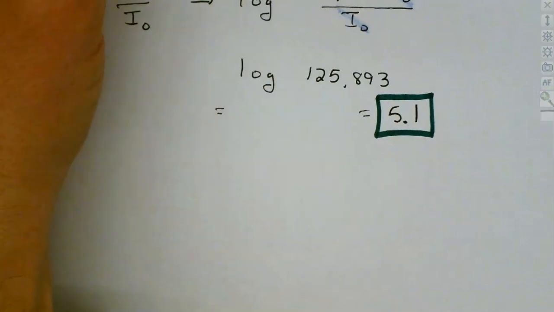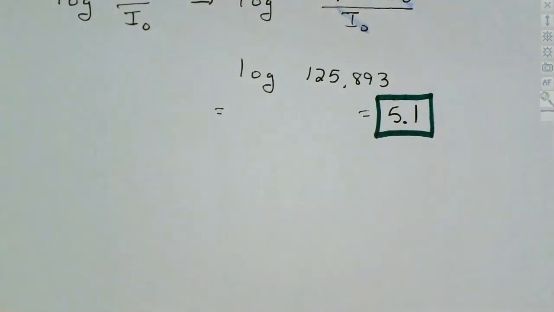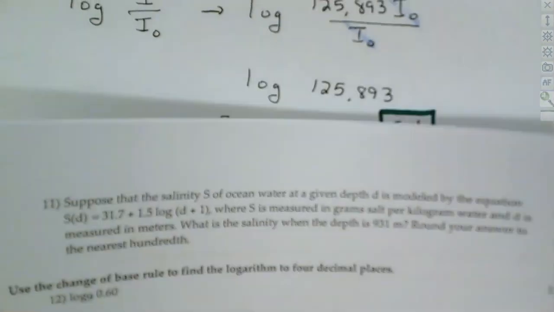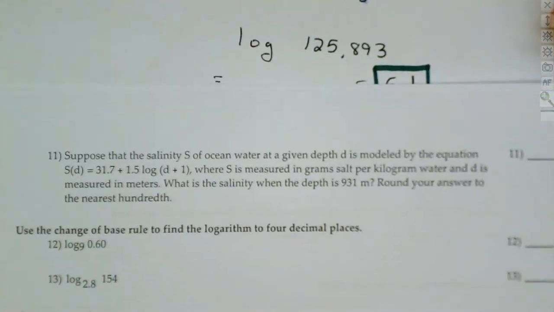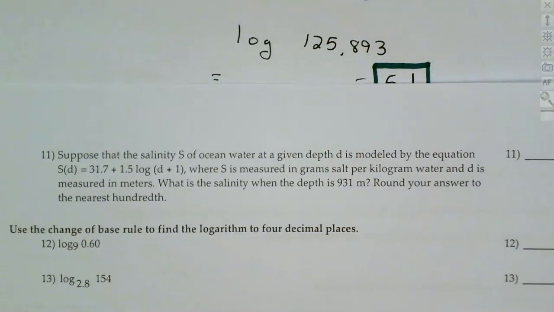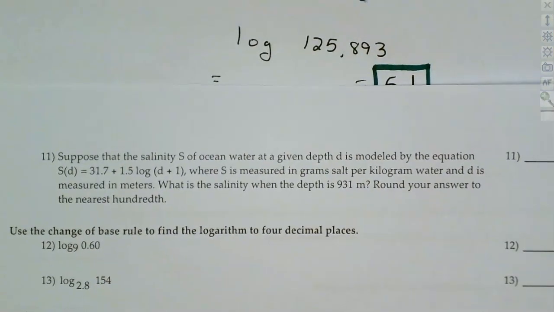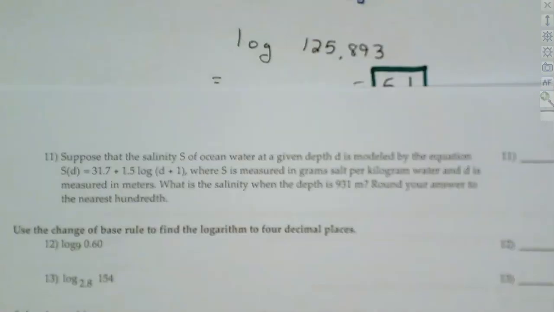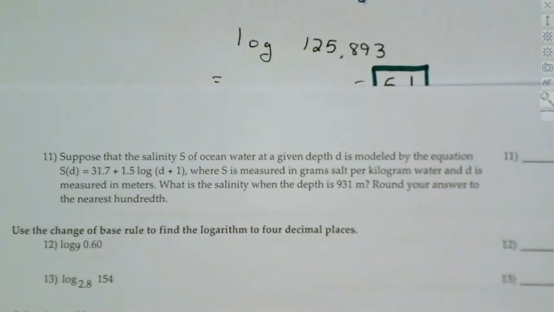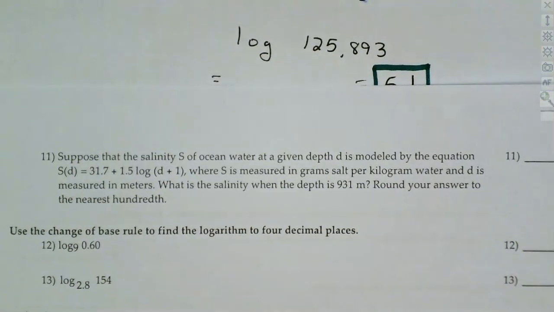Okay. Question 11. So let's see what we need to do for question 11. Suppose that the salinity S of the ocean water is given by its depth is modeled by this equation, where S is measured in grams of salt per kilogram of water, and D is a distance in meters. What is the salinity when the depth is 931 meters?